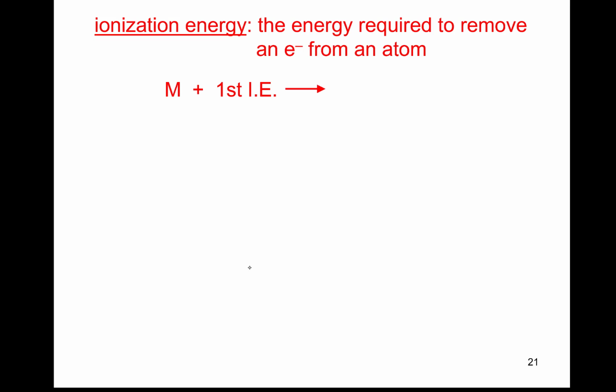Next, let's look at ionization energy. So what that means is how much energy it takes to remove an electron from an atom. So if we have this generic equation, we've got M, which is going to represent metal, and then first ionization energy. So you put in some energy and you're able to remove an electron from the metal. So once you remove an electron, your metal now has a +1 charge and you've got this extra electron.